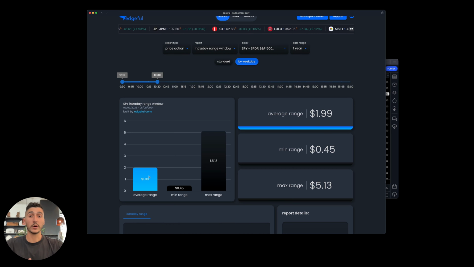And the way that you use this report is to say, I'm not going to set my profit targets $3 away if I only trade that first hour, because historically you're only going to get a $2 move. So you don't want to put your profit targets at $3 or $4 if you only like to trade that first hour, because those bigger moves happen later into the day.